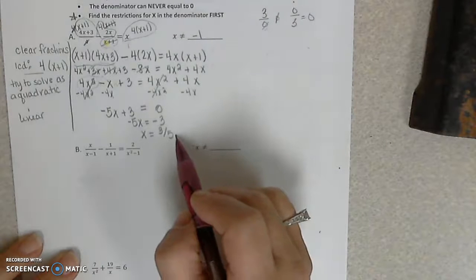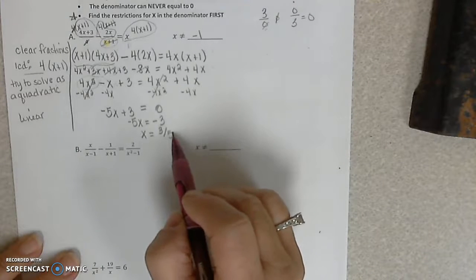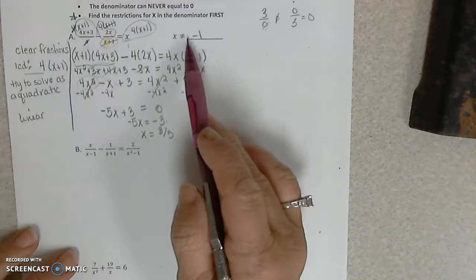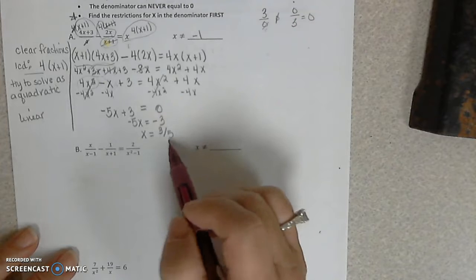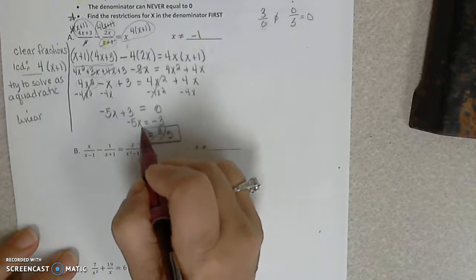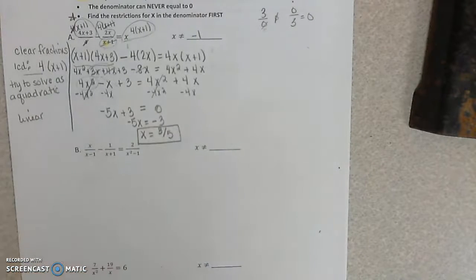So we have to check as our final step. We said in our restrictions that x could not be negative 1. Well, since this is not negative 1, we're okay with that answer.